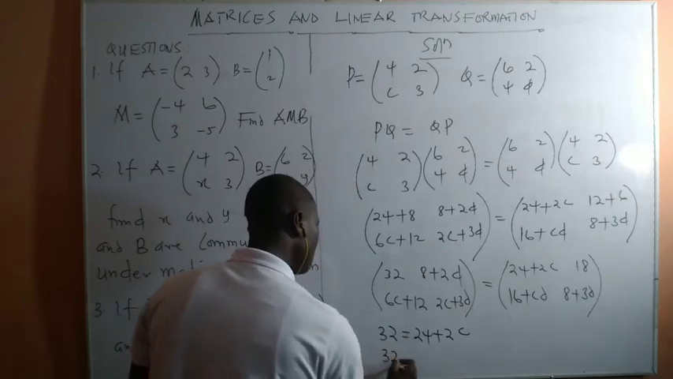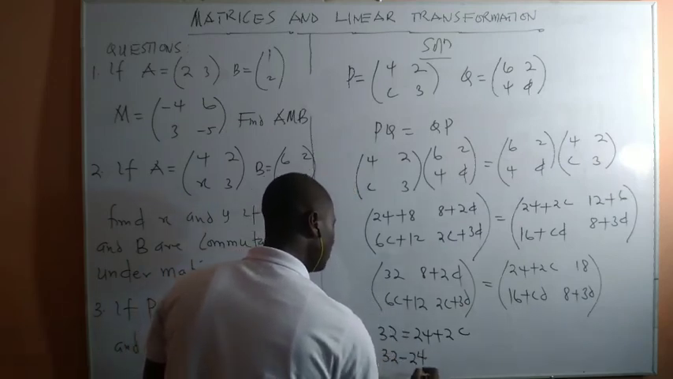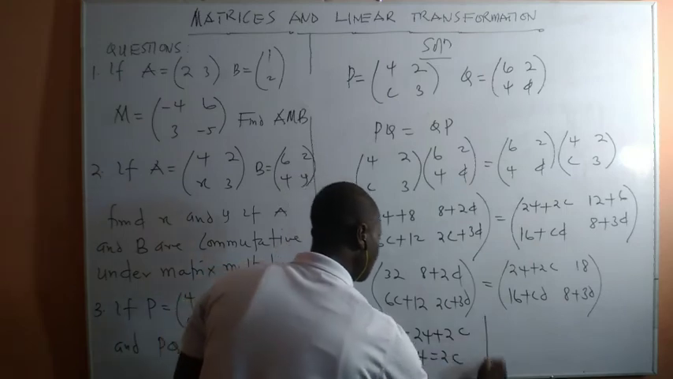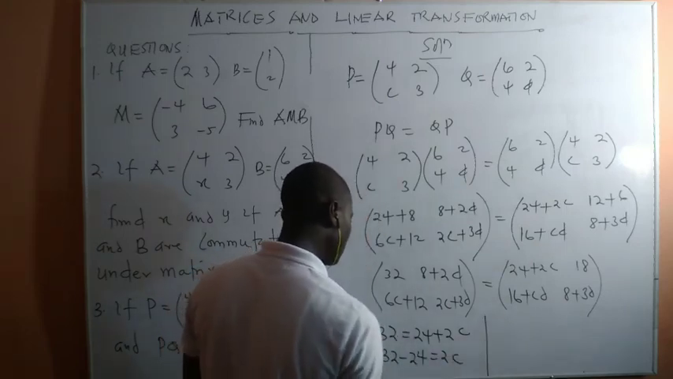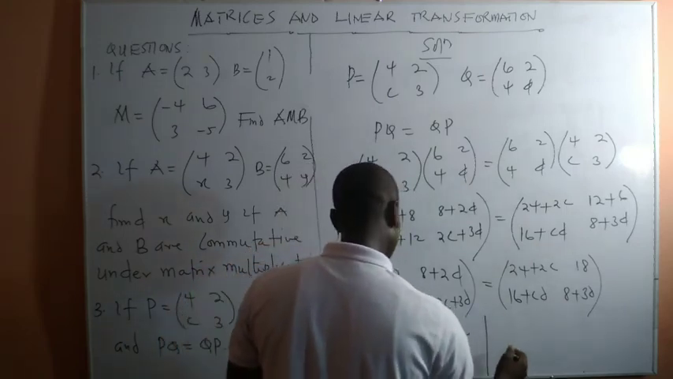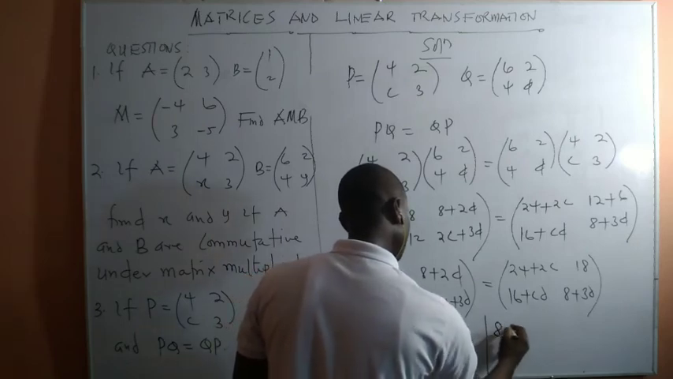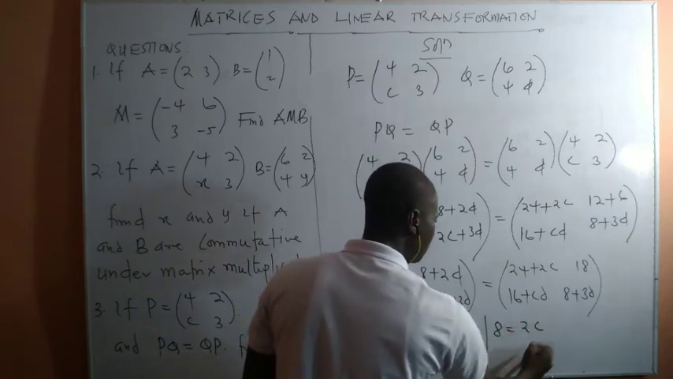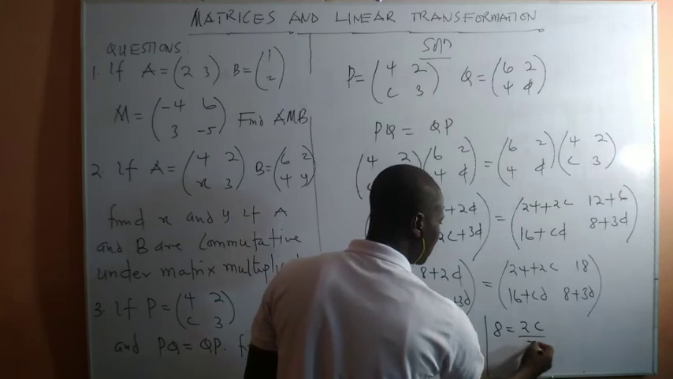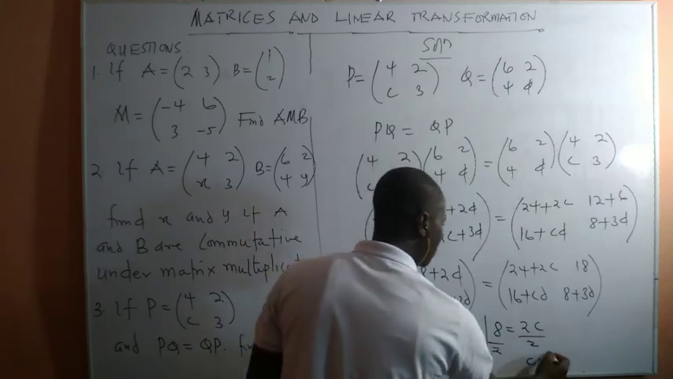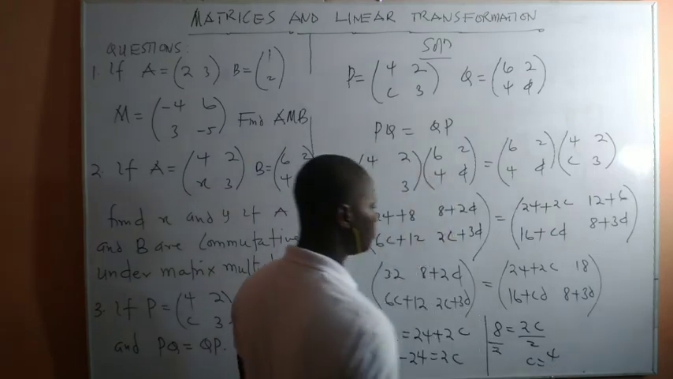Now we have 32 on the left; 24 on the left will be minus 24, and this will be equal to 2C. Then 32 minus 24 gives us 8. So we have 8 is equal to 2C. Making C the subject, we divide both sides by 2, and C will be equal to 4. So the value of C is equal to 4.